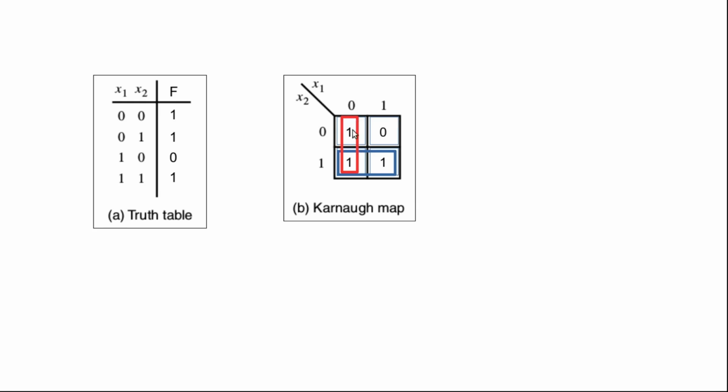Now once we make the groups, the next step is to construct a product term for each of the groups. We have to create a product term for the first group, and we have to create a product term for the second group. So how do we create the product term? I will explain it. First we consider this group which is colored blue. This group consists of two cells, one for minterm 1 and the other for minterm 3.